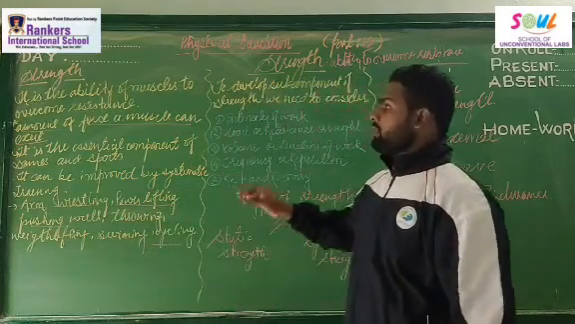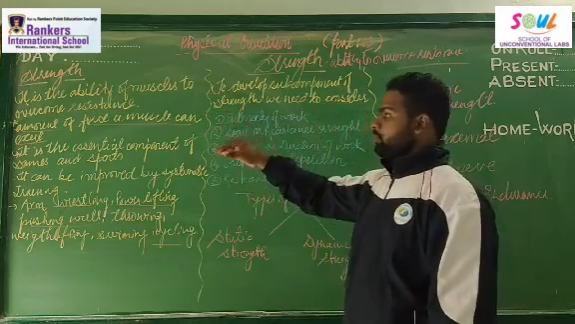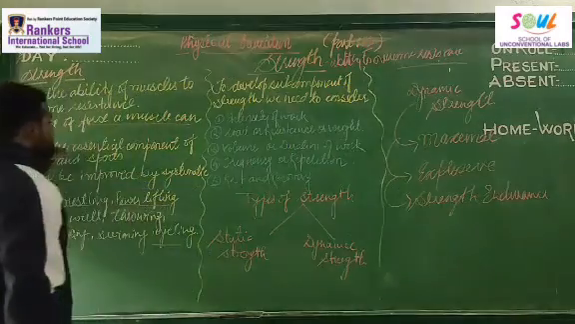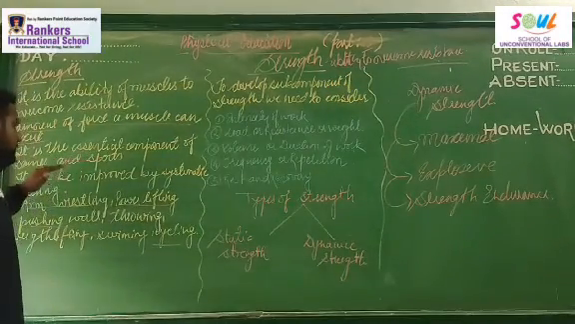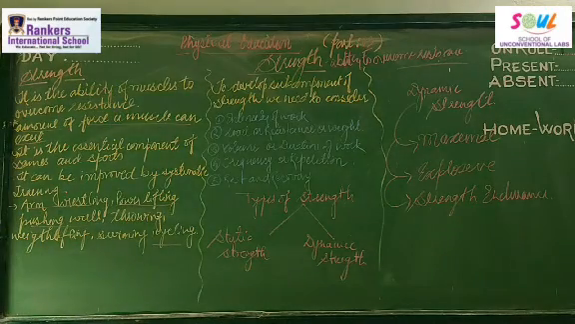Understood? So what is strength? Strength is the ability of our muscles to overcome resistance. It is the amount of force the muscle can exert. It is the essential component of games and sports. It can be improved by systematic training. The different examples of strength are arm wrestling, powerlifting, pushing the wall, weightlifting, swimming, cycling.